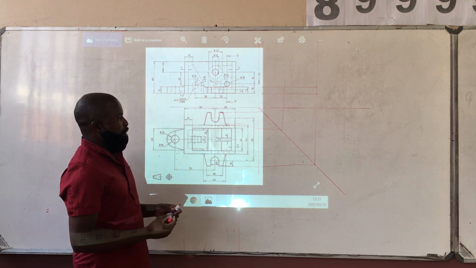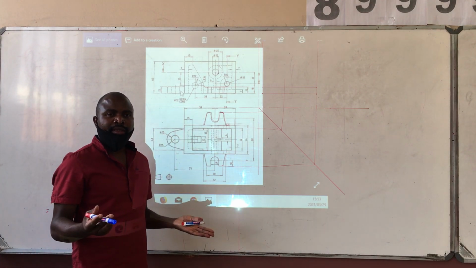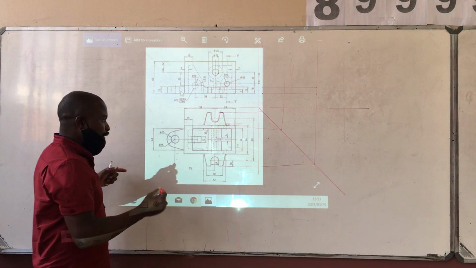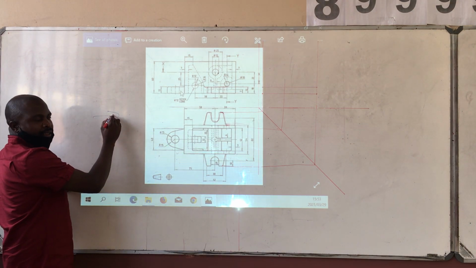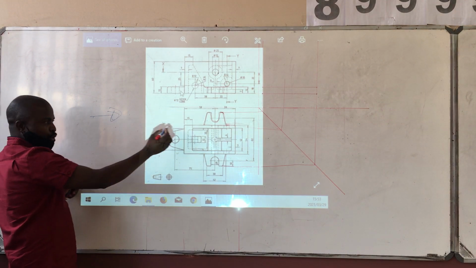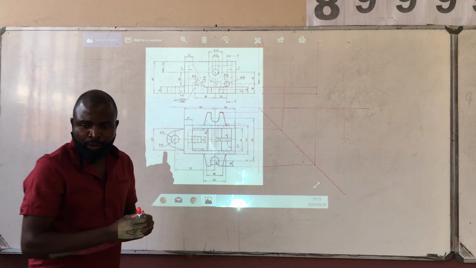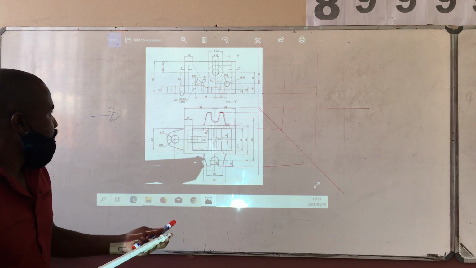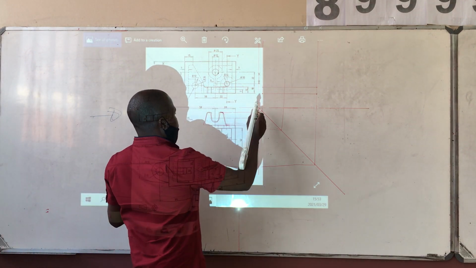So, which view are we drawing? We are drawing the left. The left means we draw from this side. Do we see this one when we draw from this side? Yes, we do see it. It means it's supposed to be in bold, solid.